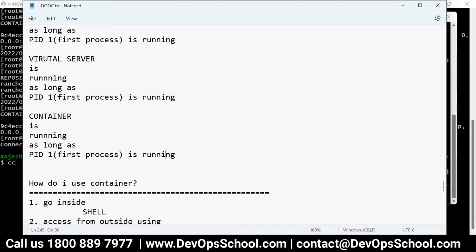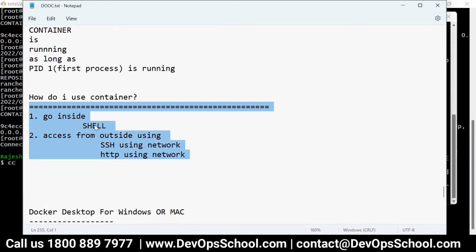Image, remember image. That's a topic we'll get into after 30 minutes. Okay, so now let's get back to this question. Can I have an answer for this question from all of you? How can I go inside a container?